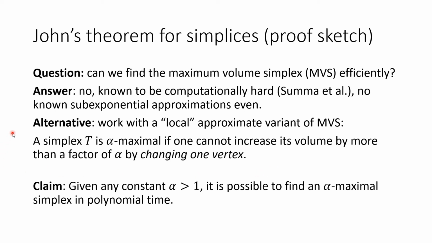What you can do is work with a local approximate variant of this maximum volume simplex. In particular, we define an alpha maximal simplex. We call a simplex alpha maximal if you cannot increase its volume by more than a factor of alpha by changing at most one vertex. One claim, which we won't prove here but have shown in the paper, is that given any constant alpha bigger than 1, it's possible to find an alpha maximal simplex in polynomial time. And it turns out that the previous claim we made about the maximum volume simplex, that S is contained in its outer dual, is almost true for an alpha maximal simplex.